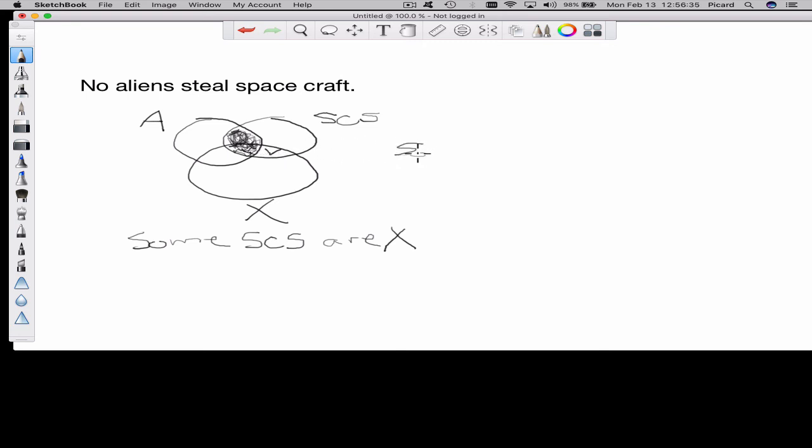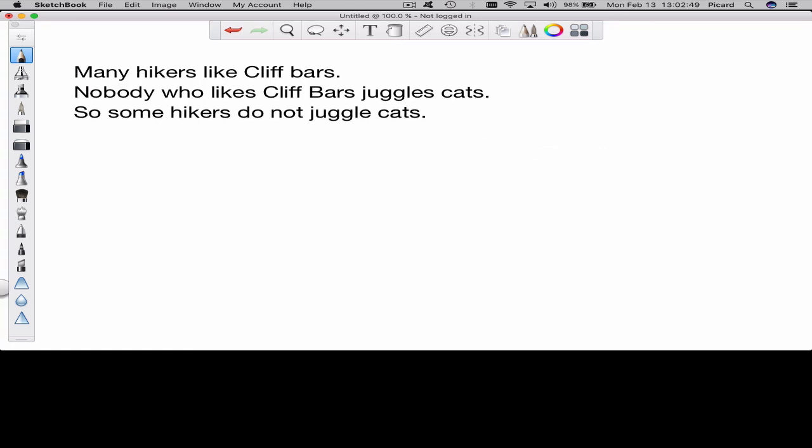Some X are not A's is valid. It's impossible for that to be false because this guy right here is the some SCS that are X. They have to exist there, therefore they cannot be an A. Therefore it's impossible for that conclusion to be false. Zippity-doo-dah-day. So now we've got ourselves something that looks more like a categorical syllogism, so we can draw our 3 circles, uno, dos, and trois.